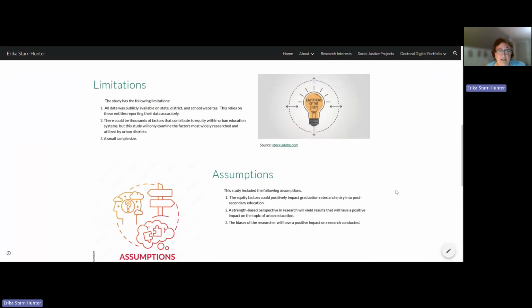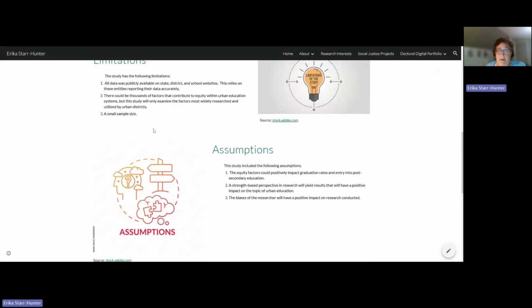The limitations: I only used publicly sourced information. I could have used thousands of factors. I only used the ones that I saw most often in the research. And then also, I had a small sample size.